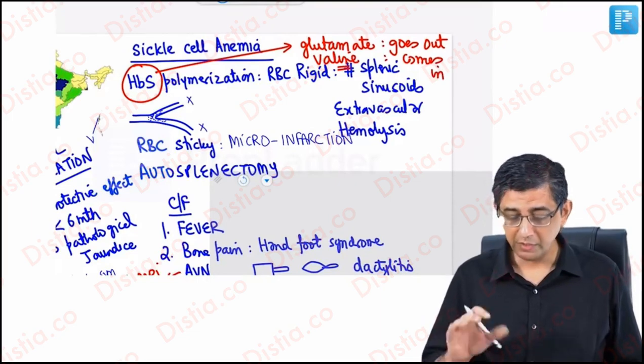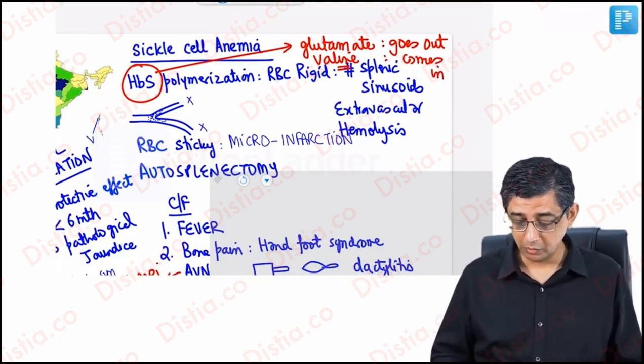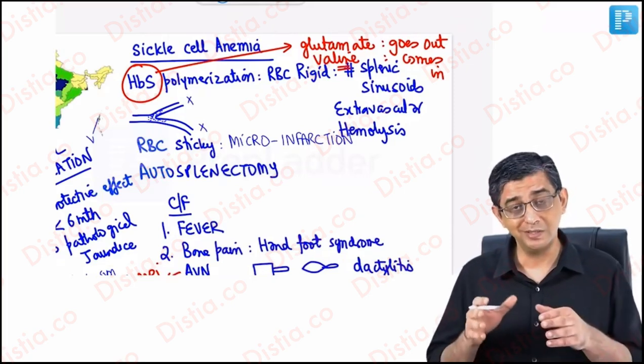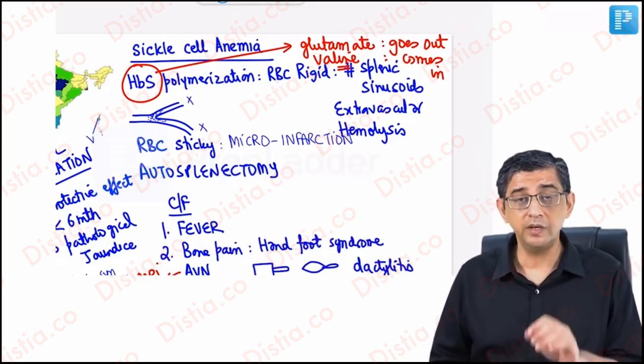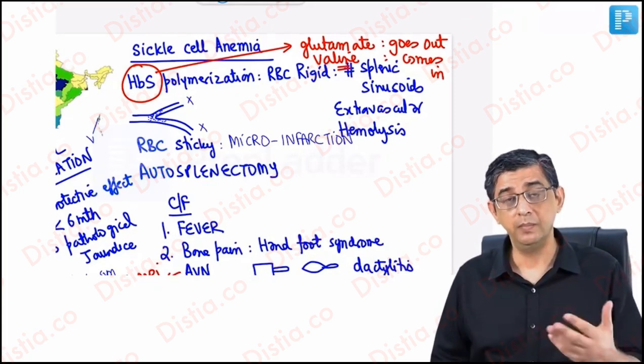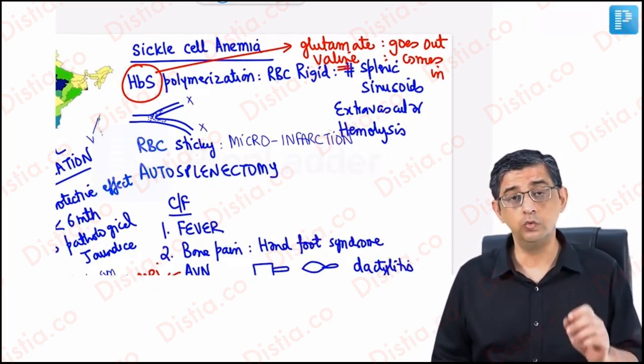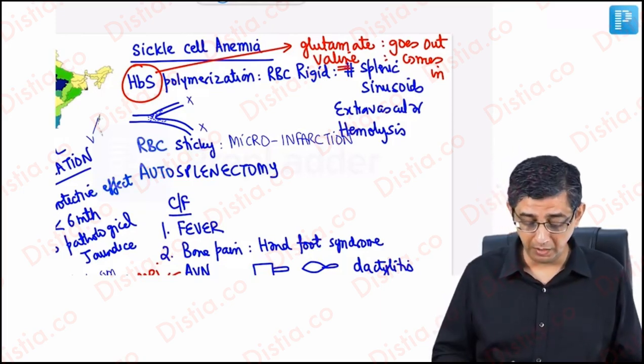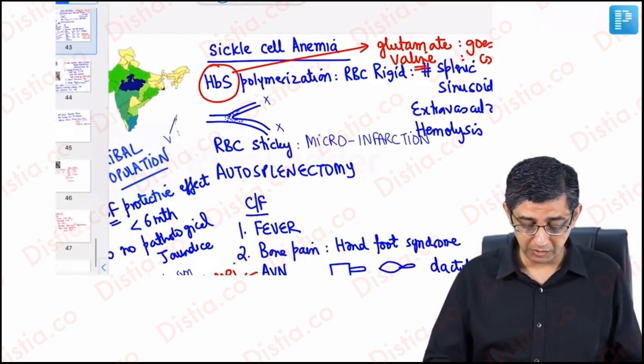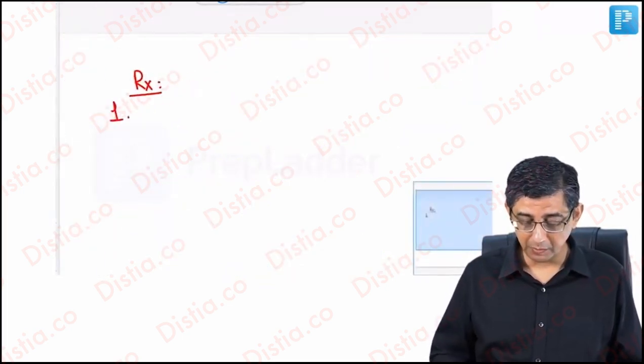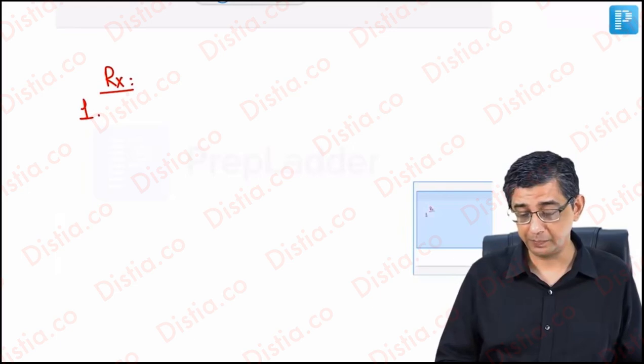Now, why are we so hell-bent on talking about this hemoglobin S polymerization per se? Because this is the main event responsible for many manifestations that develop in this disease over and above the anemia component. So if I can inhibit the hemoglobin S polymerization component, that means that I will be able to treat these patients relatively better.